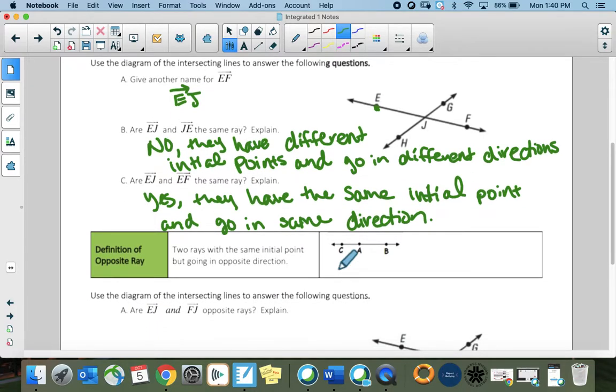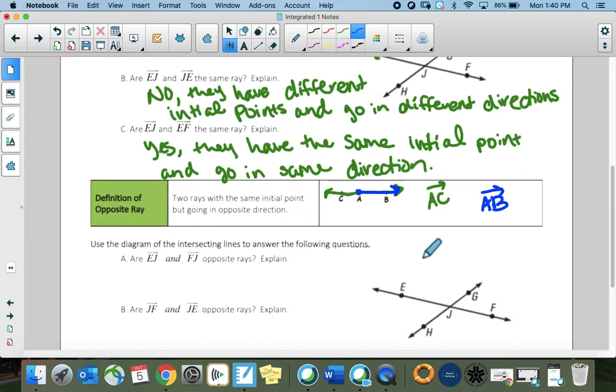Now, the reason I talked about direction is because the direction becomes important here. The definition of opposite rays: they are different rays that have the same initial point but go in opposite directions. So your opposite rays here would be ray AC and ray AB. They both have the initial point of A, and they go in opposite directions. One goes in the direction of C, one goes in the direction of B. So they're opposite rays.